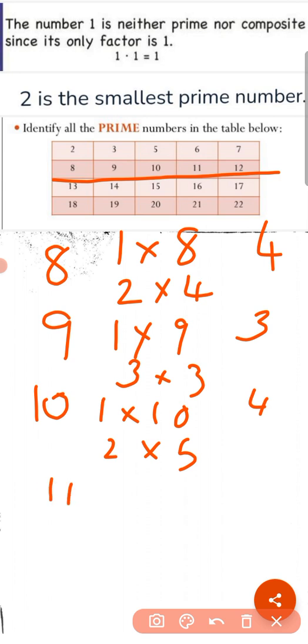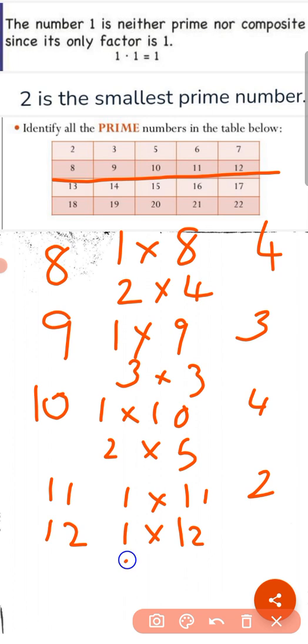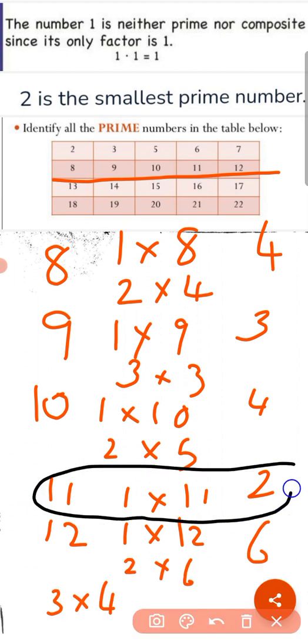Then 11. 1 into 11. That's all. 2 factors. Then 12. 1 into 12, 2 into 6, 3 into 4. How many factors, children? 1, 2, 3, 4, 5, 6. So which is a prime number here in the second row? The only prime number is 11, because it has 2 factors. So in the second row, 11 is the only prime number.